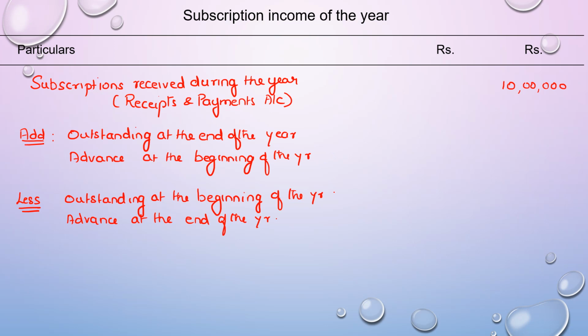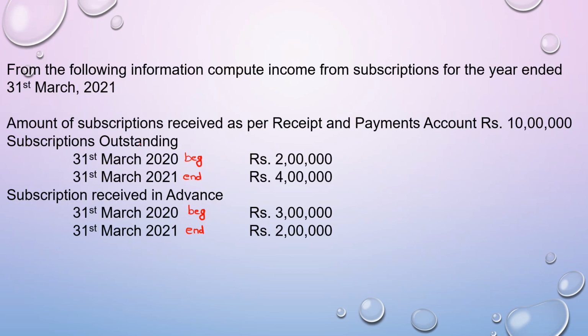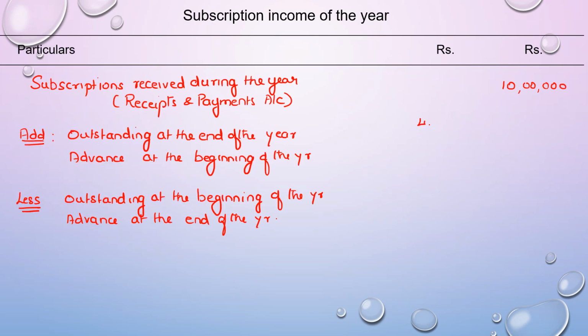Now we'll go back to the question and bring those amounts here. Look at the question. What is the subscription outstanding at the end of the year? It is 4 lakh and advance at the beginning is 3 lakh. These are the two add amounts. So we'll put it in the table. 4 lakh is outstanding at the end and 3 lakh is the advance at the beginning. Total it up, 7 lakh. So total is 17 lakh.